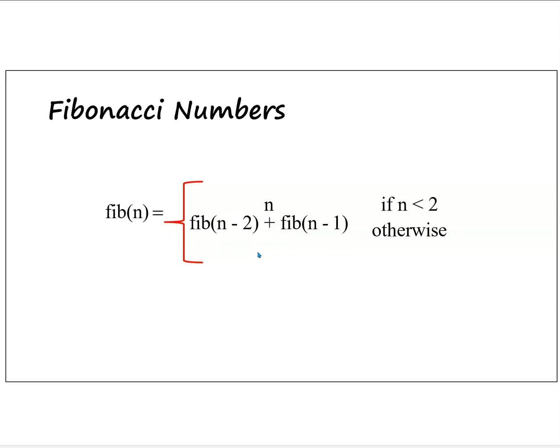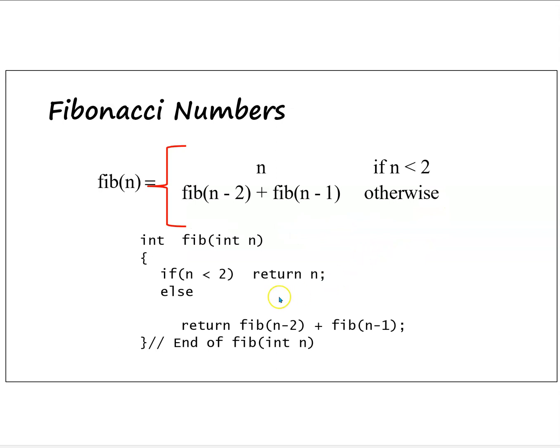We've got fib of n equals fib of n minus 2 plus fib of n minus 1 if n is not less than 2, and n if n is less than 2. So our code looks like: if n is less than 2, return n. Otherwise, return fib of n minus 2 plus fib of n minus 1.